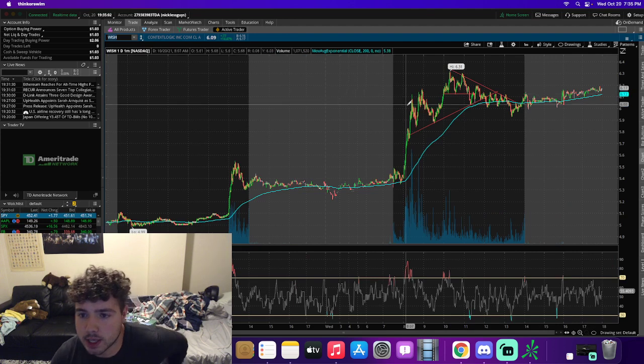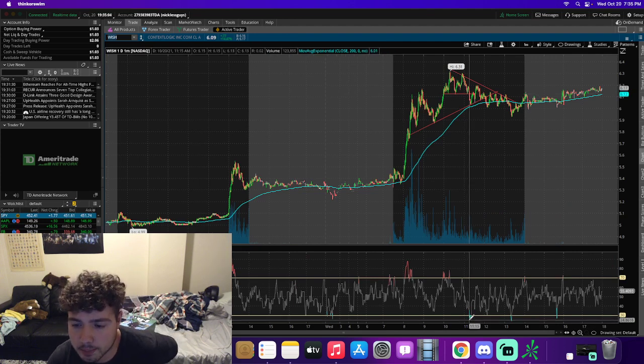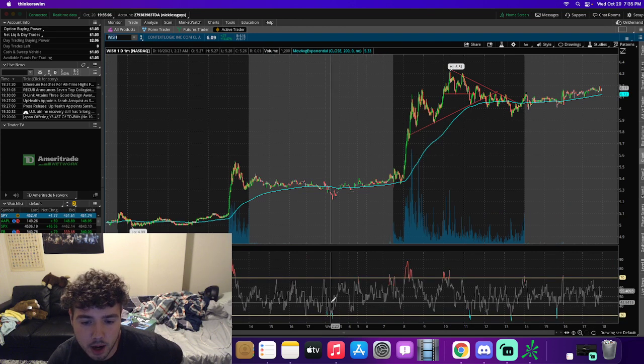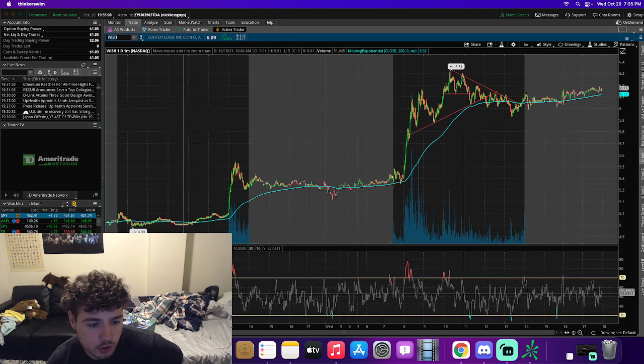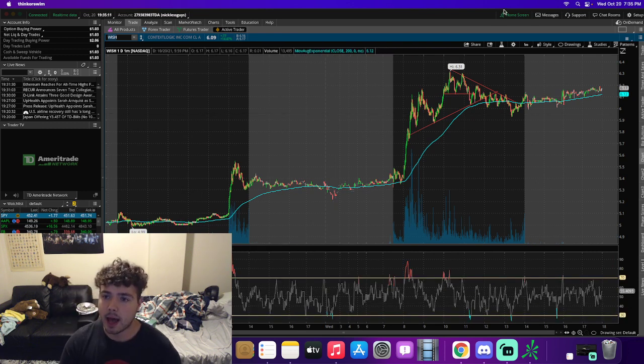Let's pull up Wish's daily chart. So right here would have been a great dip buy. You still would have been up, got oversold here, and it looks like a good place to average in, if you're looking to average in.